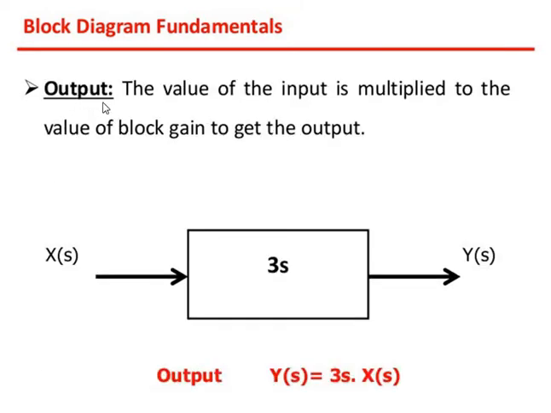Now what is output? The value of the input is multiplied by the value of the block gain to get the output. That means output is the multiplication of the input signal and the gain of the system or physical block. So here output is Y(s), input is X(s) and gain of the block is 3s. So output Y(s) equals input X(s) into the gain of the block, which is 3s. So Y(s) equals 3s into X(s).